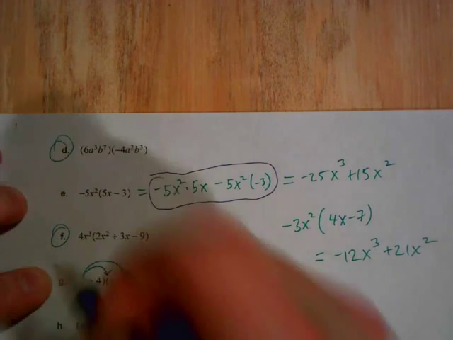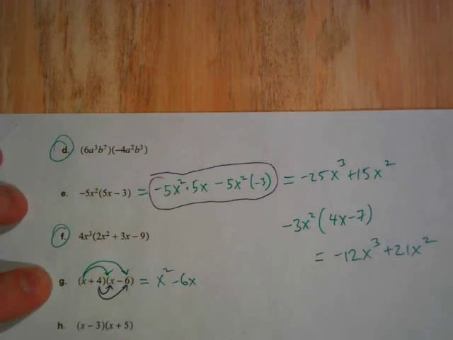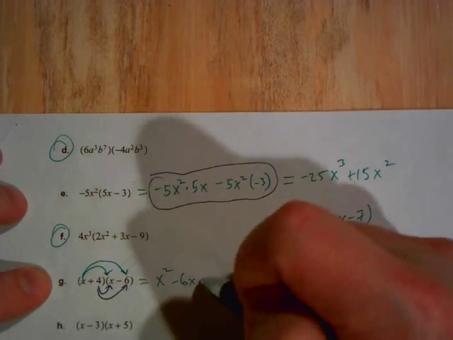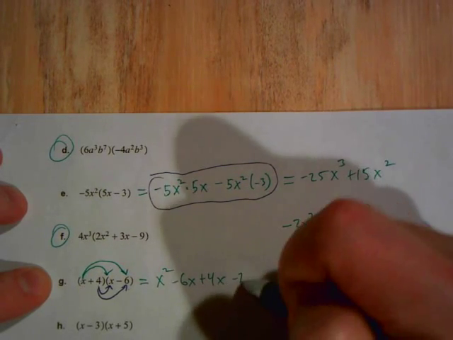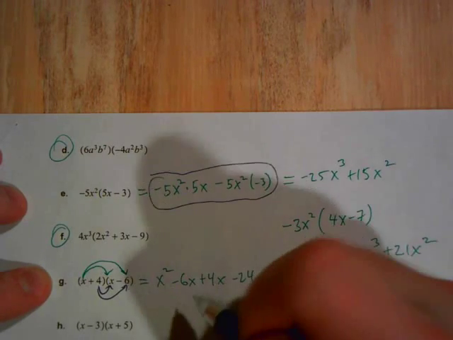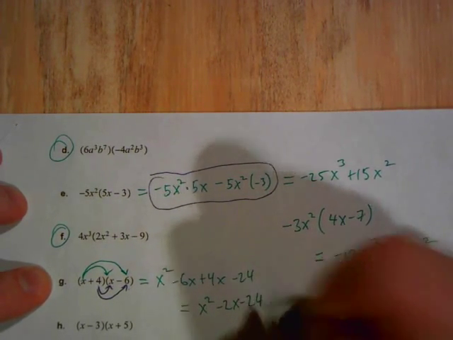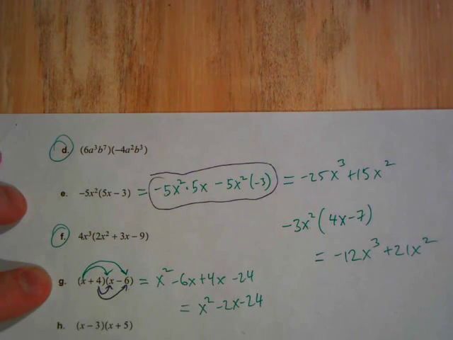Then I move to the 4. And I take the 4 and I distribute it through. That gives me 4x minus 24. And then I look to see if I have any like terms, and it turns out that I do. The 2 in the middle are like, so I put those together. Final answer looks like x squared minus 2x minus 24.